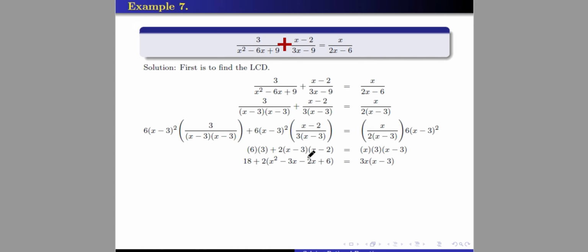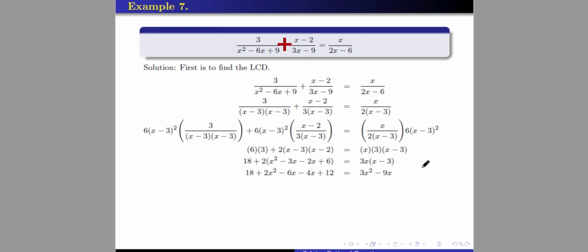Then you can use the FOIL method here. So just copy 2. x times x is x squared. x times negative 2 is negative 2x. Negative 3 times x is negative 3x. Negative 3 times negative 2 is positive 6. So this one, 3 times x is 3x. Then just copy x minus 3. And then distribute 2. So we have 2x squared minus 6x minus 4x plus 12.